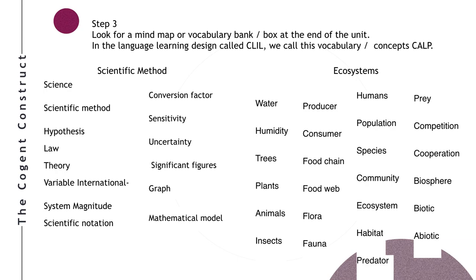The next step is to look for a mind map or a vocabulary bank at the end of your unit. In CLIL, we call this CALP, Cognitive Academic Language Proficiency. Basically, we're looking for the most important words and concepts we need to learn from this unit. If your unit doesn't have a vocabulary bank, box, or mind map, you can create it yourself. You're going to do something with this vocabulary.